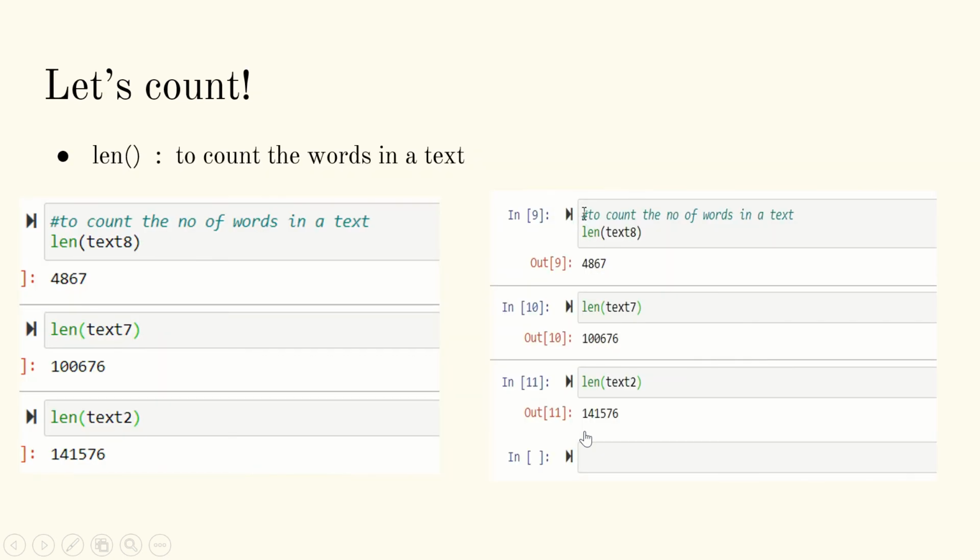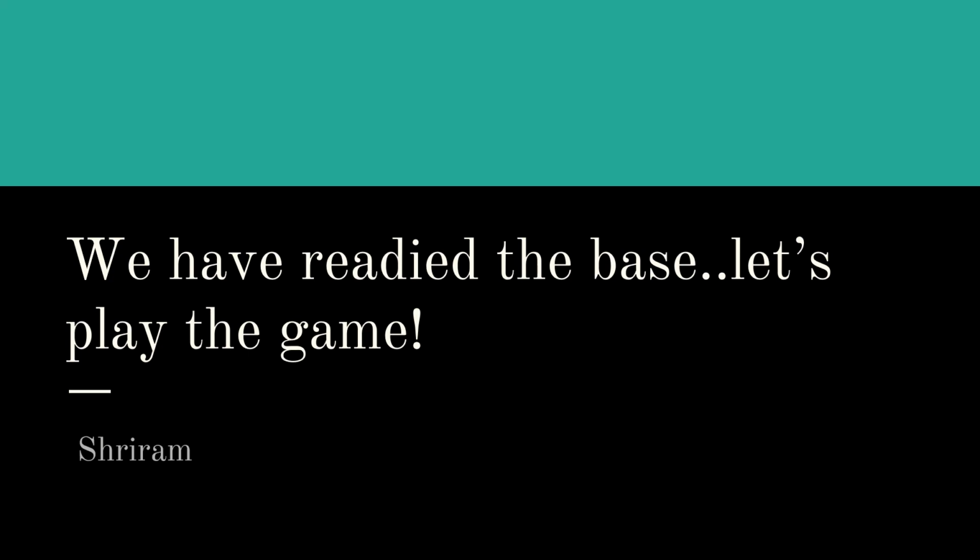Now, the next one is length. Length of text 8, if you pass it, you will get 4867. Length of text 7, 1,676. Similarly, length is a function that will count the number of tokens in a particular text and give it to you. We are going to see that as a simple output here, and you can see that we got it in the notebook. It's all very simple. We have just set the platform today. We are going to use it extensively in the future. So I request you to install it on your machine and be ready with it, because we are going to live with this for some more time.